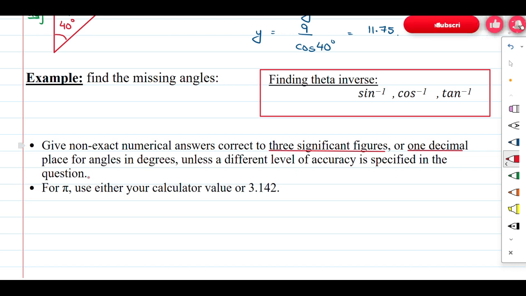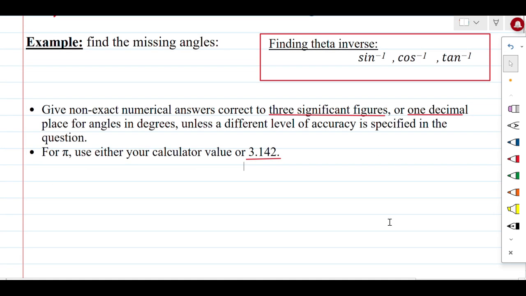Unless they ask you to give the answer up to 3 significant figures or up to 2 decimal places, then you have to follow that instruction. Otherwise, non-exact numerical answers should be correct to 3 significant figures, and angles in degrees should be up to 1 decimal place, right? And for pi, you either use your calculator value or 3.142. This is up to you.